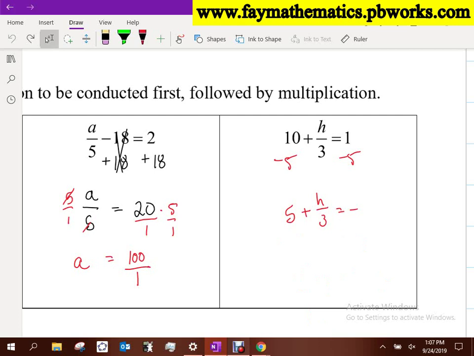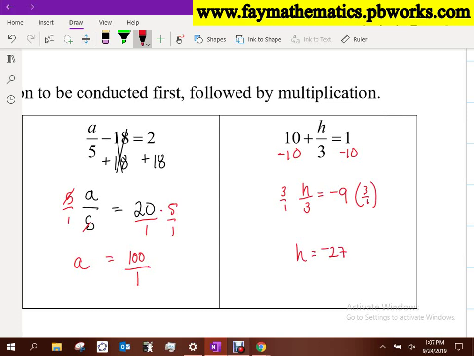Some of you maybe subtract 3, and then subtract 7, but those are inefficient, right? What's the best thing to do? Subtract 10, right? Subtract 10. And now I get h over 3 is equal to -9. Now what can I multiply everything by? 3 over 1. And that gives me h equals -27. A different route, same answer, right?